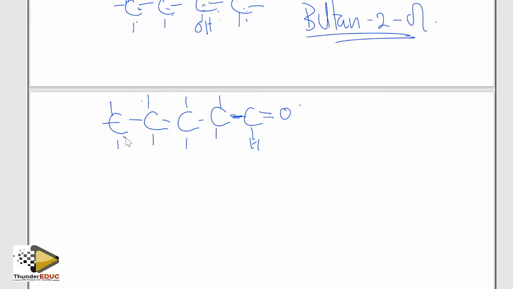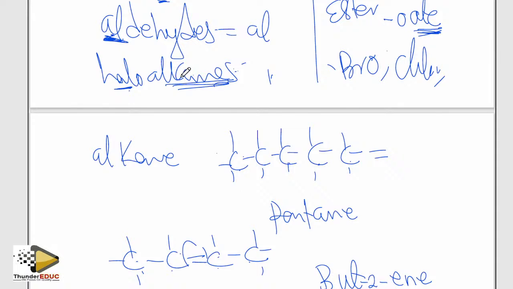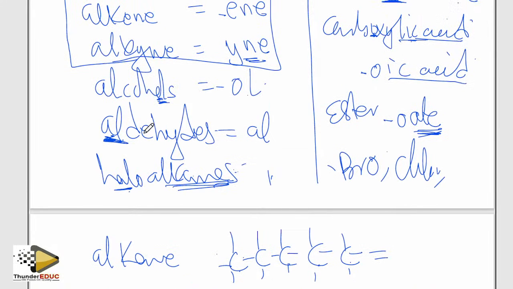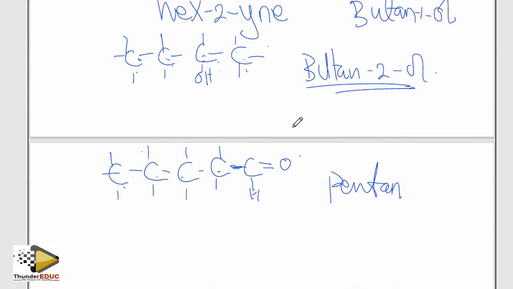So basically, it's like that. So now it's 1, 2, 3, 4, 5. So 5 is pentane. But because this is an aldehyde, it ends with al, so I'll come here and say pentanal. So basically, that is how you are supposed to name it.